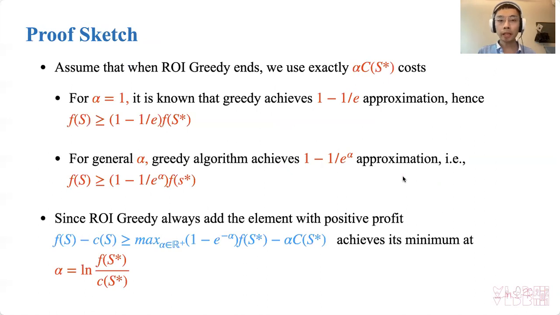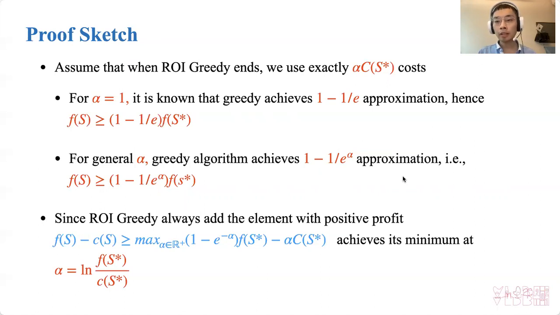Now we come to the proof sketch. Assume that when ROI greedy ends, we use exactly alpha times their star costs. Then follows the proof of greedy. For alpha equals 1, greedy achieves a 1 minus 1 over e approximation. For general alpha, greedy achieves a 1 minus 1 over e to the power of alpha approximation.